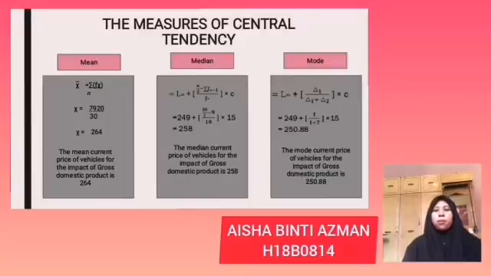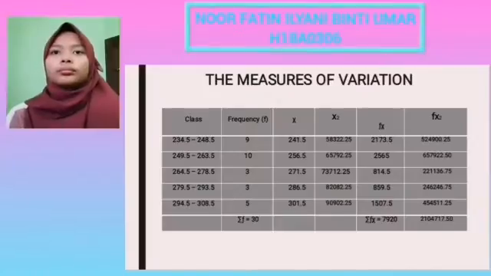The formula for mode is Lm plus brackets delta 1 divided by delta 1 plus delta 2 brackets times c. After we put the numbers, it's going to be 249 plus 1 divided by 1 plus 7, brackets, times 15 equals 259. Okay, thank you, that's all.